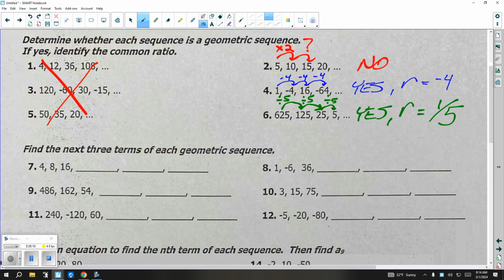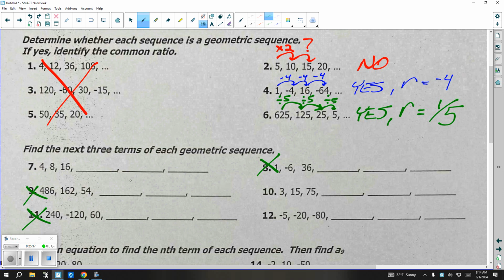Let's do 7, 10, and 12. Find the next 3 terms of each geometric sequence. We are not using the formula. We are just figuring out r and then just doing the next 3 in our calculator.